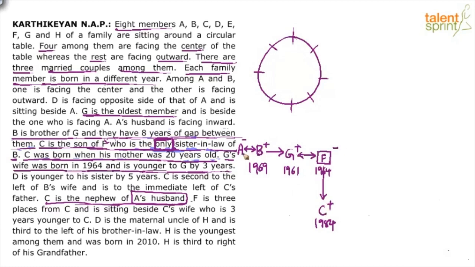So we have already got two married couples. See, the data talked about three married couples among them. So we have got two married couples. AB is one married couple. GF is the other one. Now move to the next point.